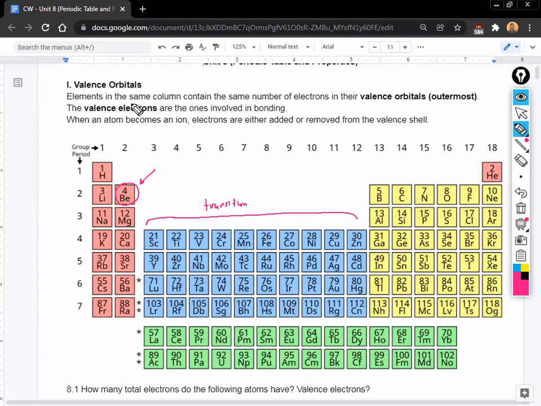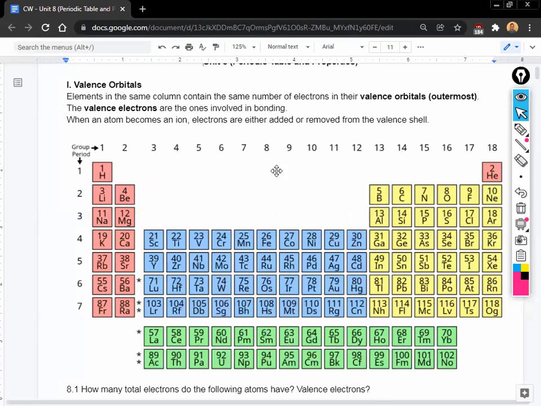Now, this is important because valence electrons are the ones involved in bonding. When atoms get into relationships and get married and stick together, the valence electrons are the things that stick them together, not the inner electrons. We also learned before that when an atom becomes an ion, you do that by adding or removing electrons from the valence shell. Any questions about just the review information? I know it's been a while, about 2 units since we went over this.